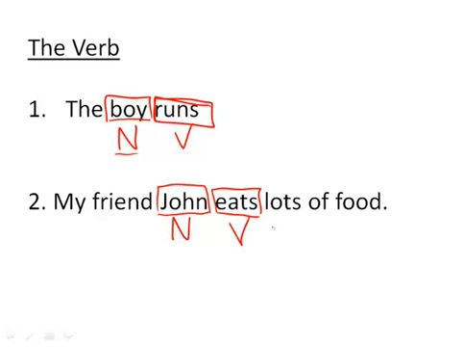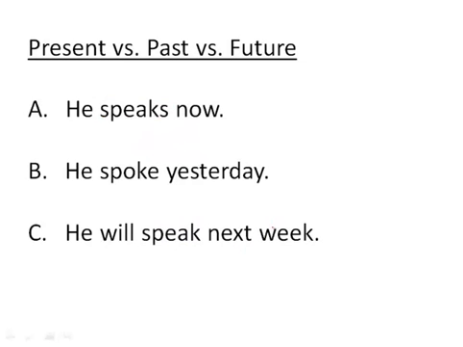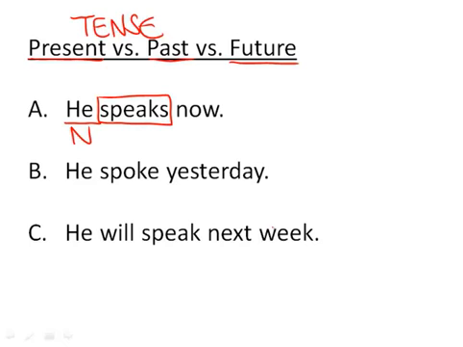Now that we've described what a verb is and how it functions in a sentence, we're going to talk about different verbs in terms of time: present, past, and future. And this is what we call tense. Verb tense. So, starting with the first one. He speaks now. He is the noun. What does he do? He speaks. When does he speak? The answer is now, so we know it is present.